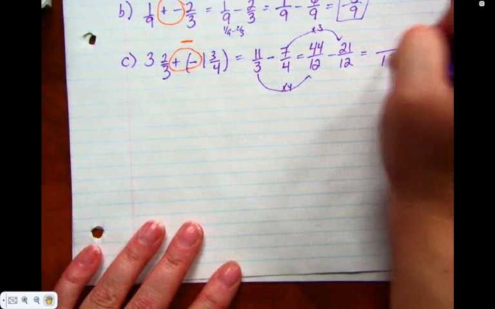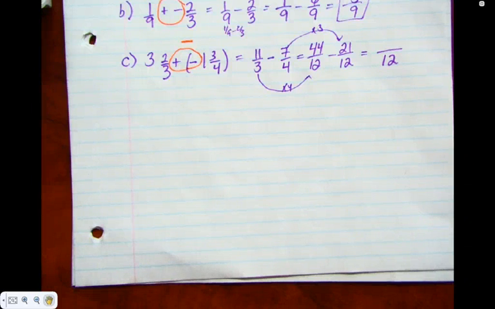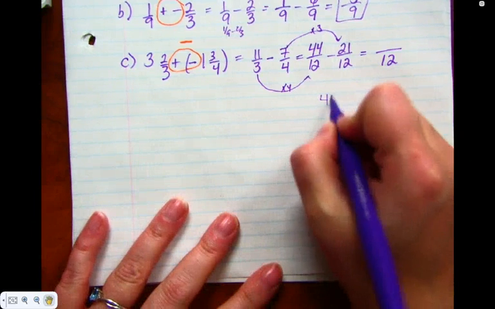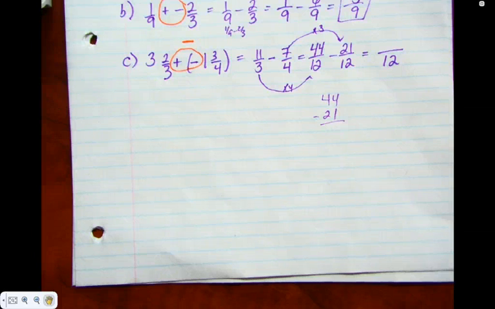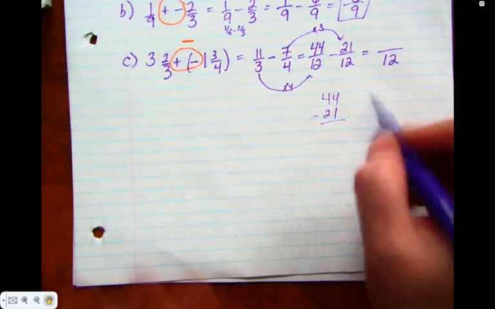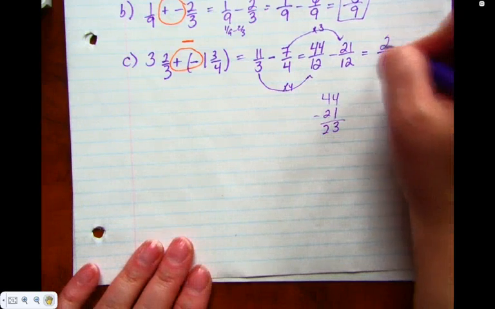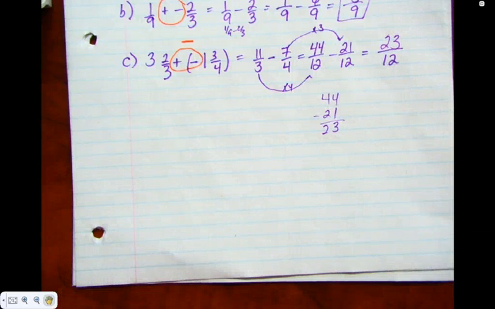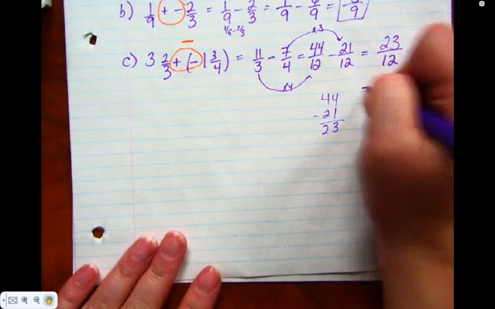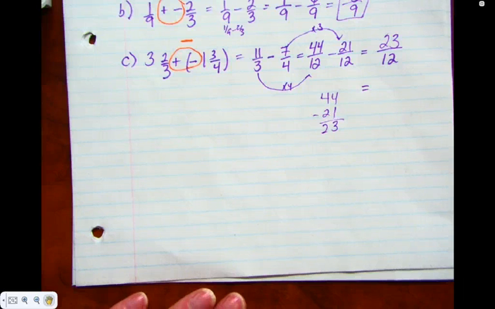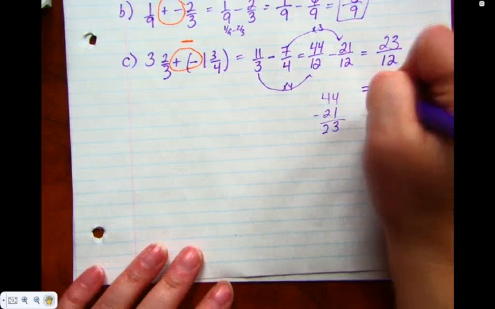Step number 4, keep the denominator. Add the top together or subtract the top or combine the top. 44 minus 21. Now some brains like to do subtraction vertically. So if this is the way your brain likes to see it, then do it that way. There's nothing wrong with that. If you need to stack it, stack it. What's 4 minus 1? And then what's 4 minus 2? Step number 5, change to mixed fraction. How many times does 12 go into 30 or 23? What's the leftover?